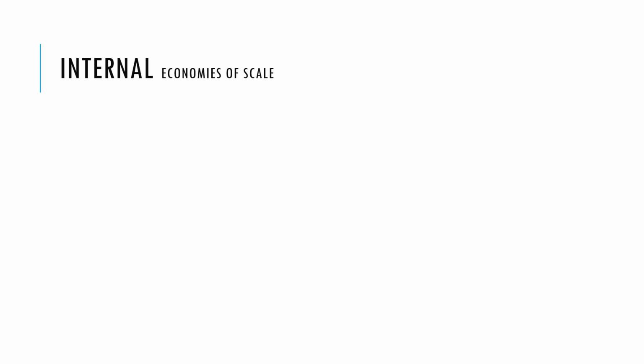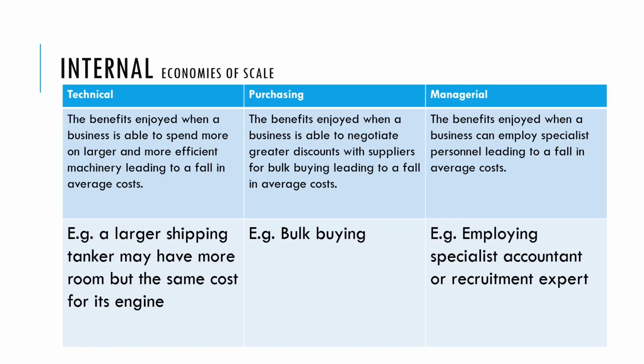So let's go through some types of internal economies of scale. That's 5 that we need to know. Here are our first 3. The first one is technical economies of scale. This is where the business, as it gets larger, can spend money on more efficient machinery, and because it's more efficient, this reduces average costs. Here we have an example.